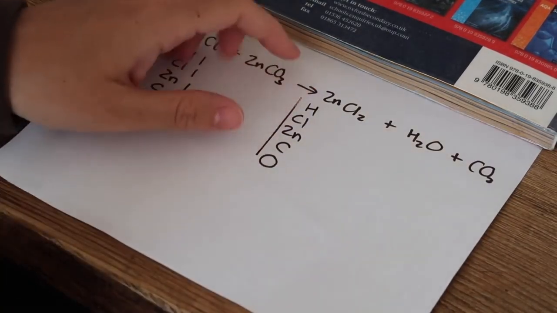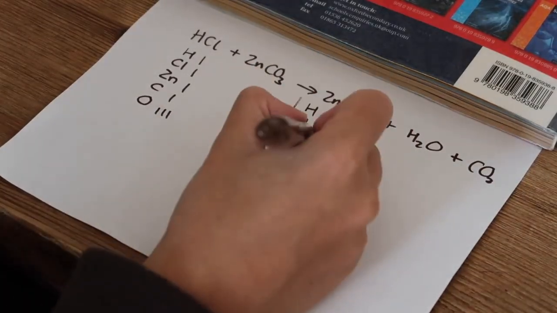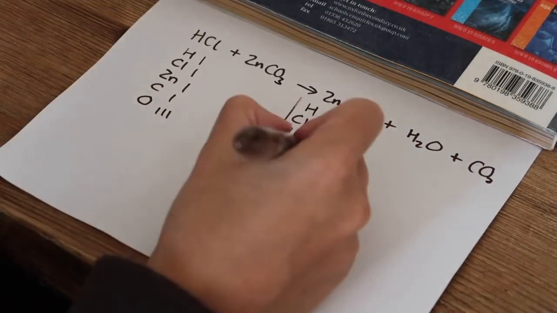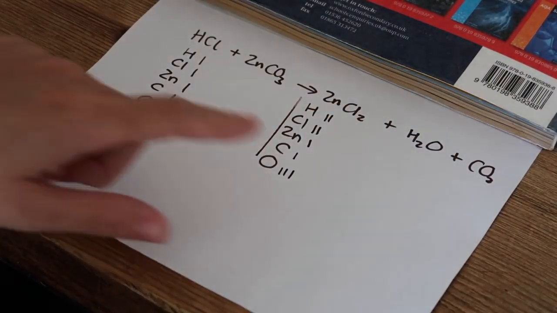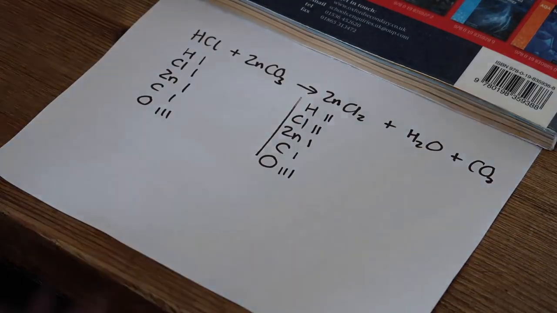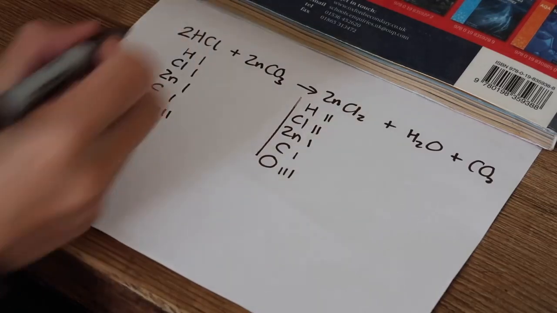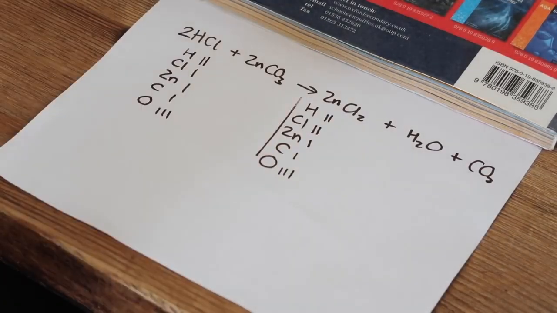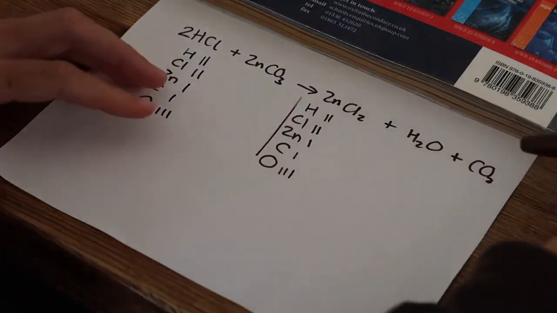Let's do the same for this side. Hydrogen's 2, chlorine 2, zinc 1, you've got 1 carbon and you've got 3 oxygens. And now it's just a matter of comparing them. Okay, well we don't have enough hydrogen and chlorine on this side, so you'll put a 2 here. Remember, you have to add a big number at the front. That's the only thing you're allowed to do when balancing equations. Make an adjustment because we now have 2 hydrogens, 2 chlorines. Step back, and yes, you can see they're all balanced, so that is done.